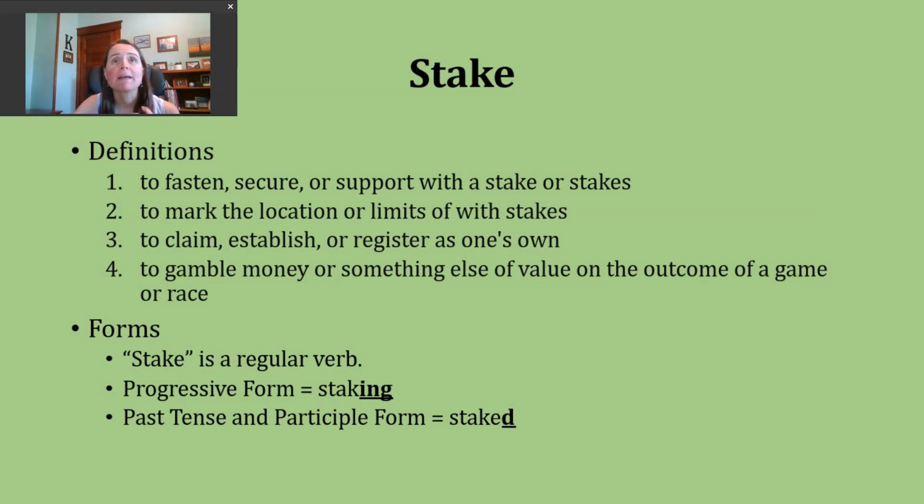Now the base verb, stake, ends in a K sound. Right? This means our ED ending is going to make a T sound. This K sound is unvoiced. So whenever we have an unvoiced sound and we add ED to it, we're going to make a T sound. And we're not going to add an extra syllable to the verb when we pronounce it. So the past tense and the participle form of our verb should sound like this: staked, staked.